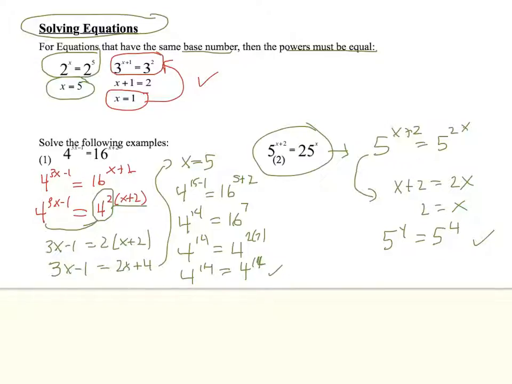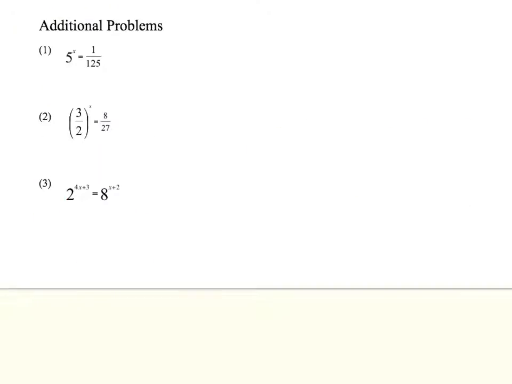So we have a few more additional problems on the next slide. So here's some additional problems. So we'll look at number 1 here. We see that 5 to the x is equal to 1 over 125. Let's see how we can manipulate this. 5 to the x is equal to 1/5 raised to the 3rd power.